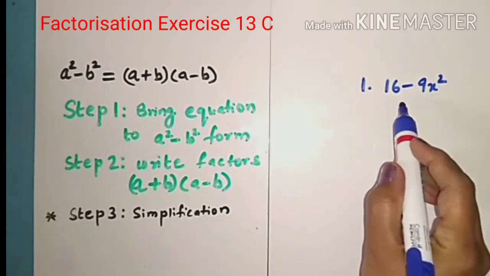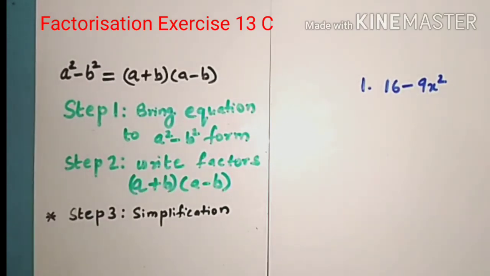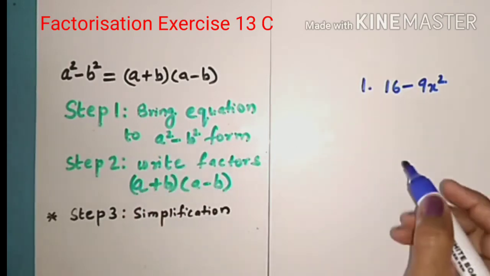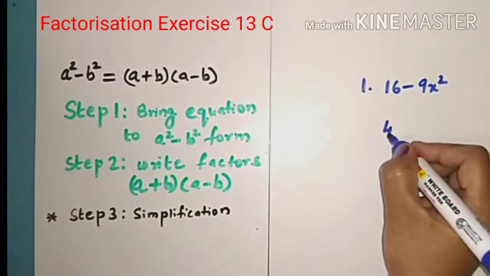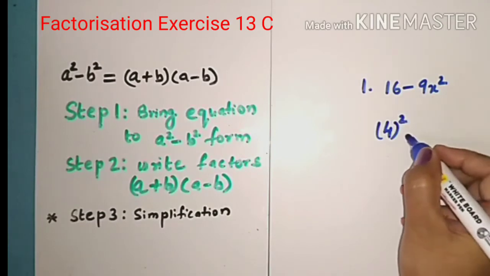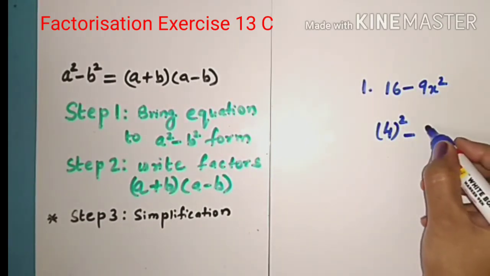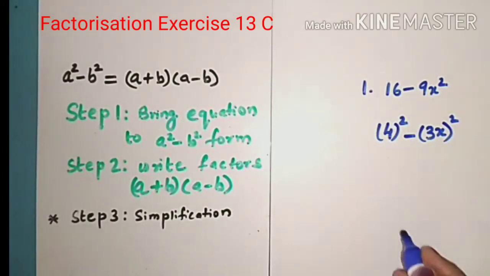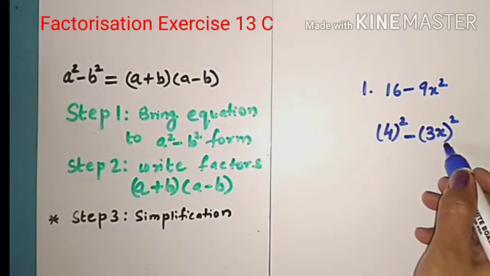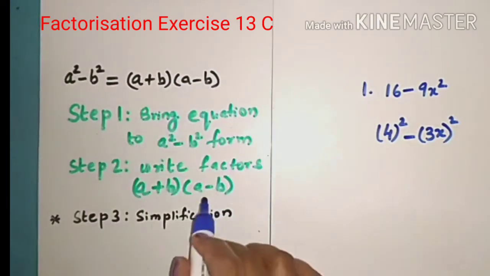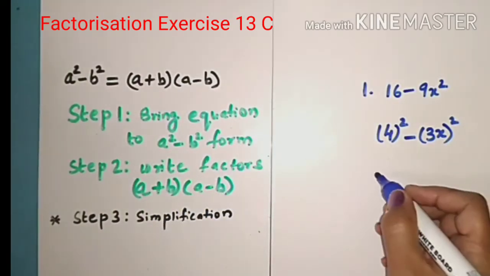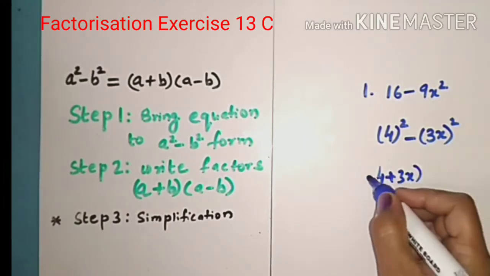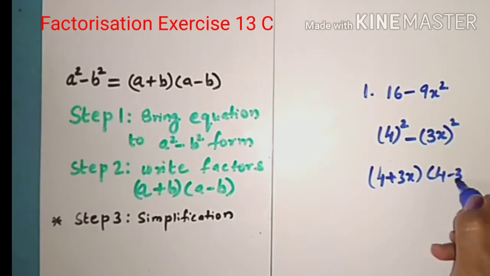Our first sum is 16 minus 9x square. First step is we have to write it in a square minus b square form. 16 we can write as 4 square. 9x square can be written as (3x) whole raised to square. Now we have a square minus b square form. We just have to write factors a plus b and a minus b. Here in this case it will be (4 plus 3x)(4 minus 3x).